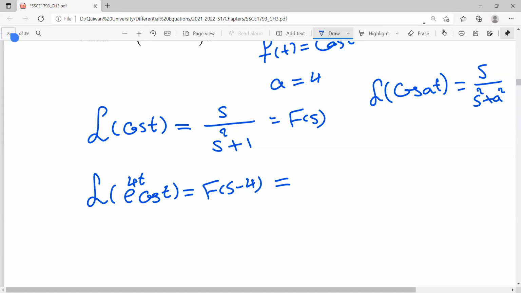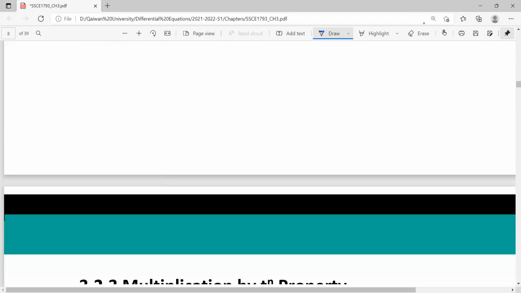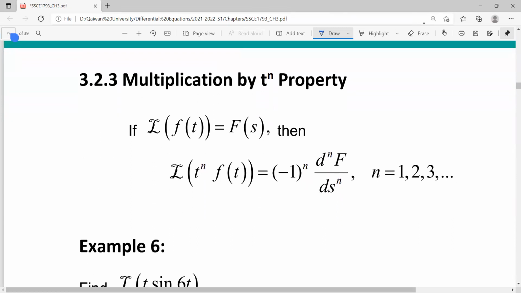F of s is s over s squared plus 1. That means we replace each s by s minus 4. We get s minus 4 dividing by s minus 4 squared plus 1. That's the result. So the Laplace transform of e to the power 4t cosine t is that. Is that easy? It's only applying the rules. If you just know the rules, that's it.